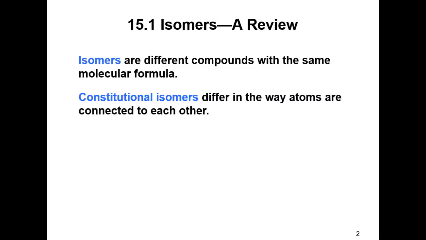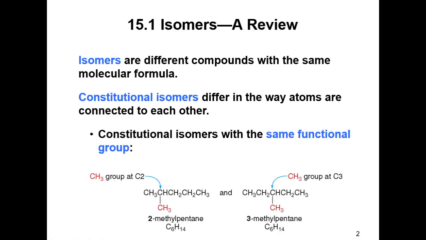Okay, a constitutional isomer differs in the way the atoms are connected. So if you have a molecule that has an oxygen in it, you can either draw a molecule that has an aldehyde or a ketone or an alcohol, or an ether, any type of compound that has one different kind of group in it. It has the same formula, but the structures are different. Okay, so here's a perfect example.